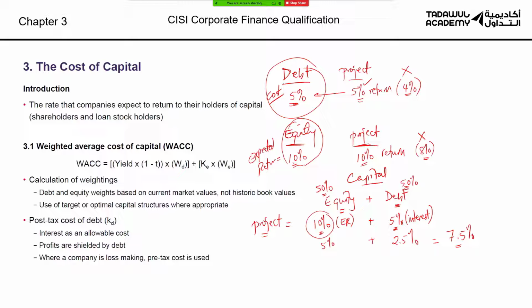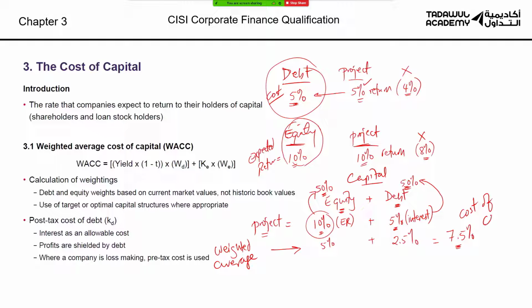So now what we did here is we took the weighting of the equity. In this case, it was half of the capital, and we took the weighting of debt. Again, it was half of the capital. We took the weighting of the equity and the weighting of the debt, and we got 7.5%. We call this the weighted average. And the 7.5% is your cost of capital.